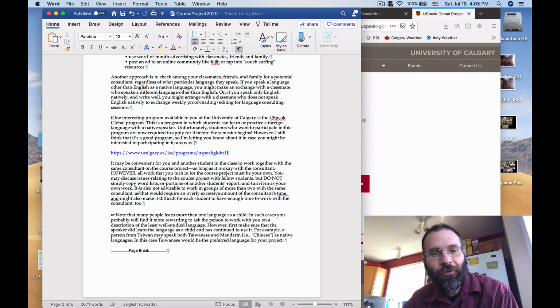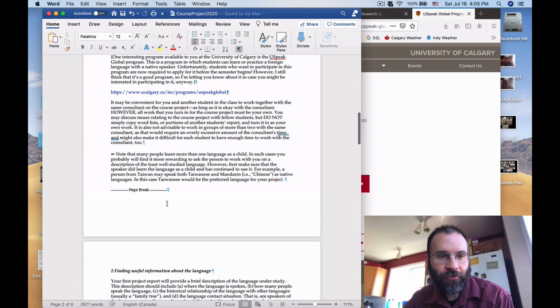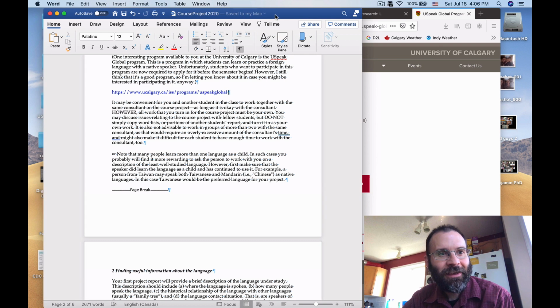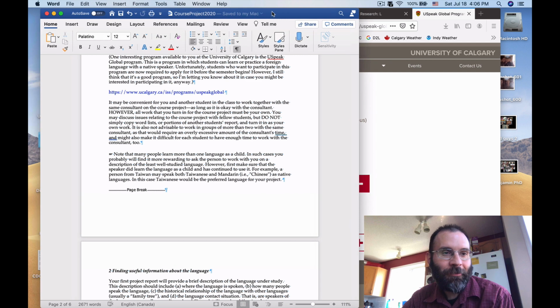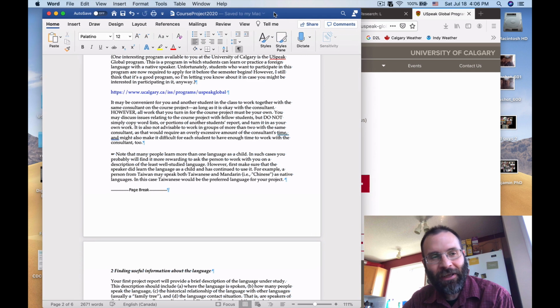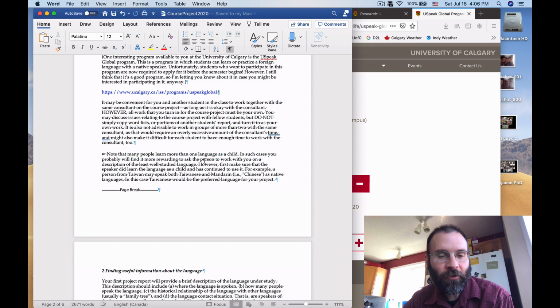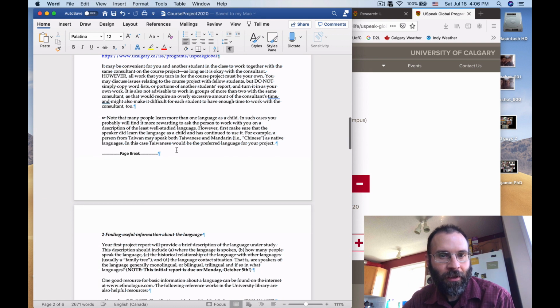It's also not advisable to work in groups of more than 2 with the same consultant, as that would require an overly excessive amount of the consultant's time and might also make it difficult for each student in the group to have enough time to work with the consultant on their own. So max 2 when you do that, and even with 2, there's a lot of things to watch out for when you're working in that situation. I'm just trying to throw out as many ideas as possible here that can work for you, though, just in case you might have difficulty finding a good person to work with.